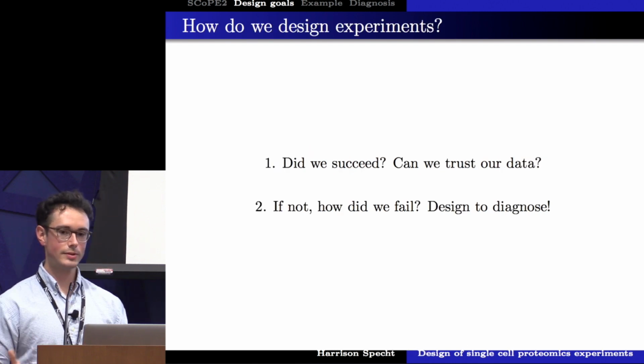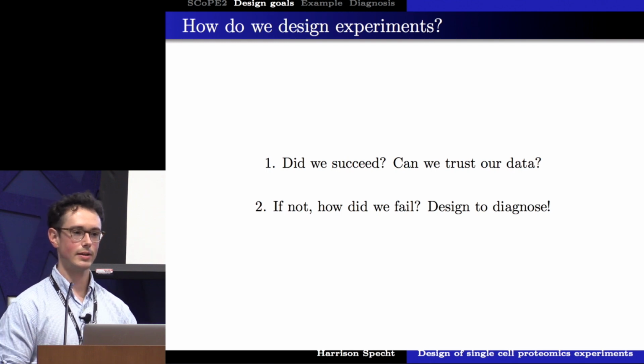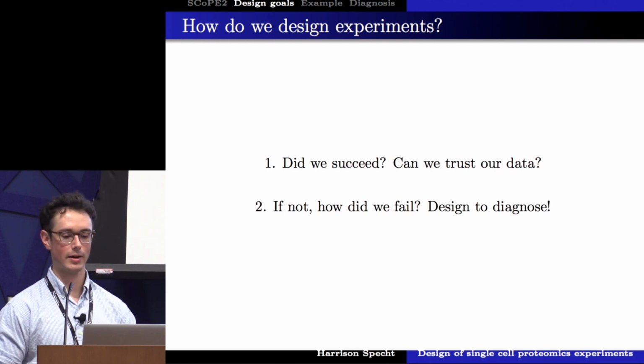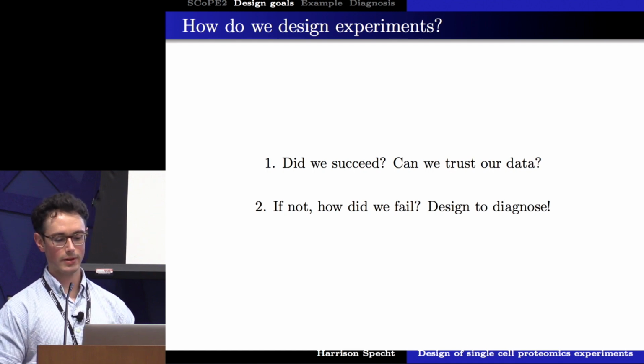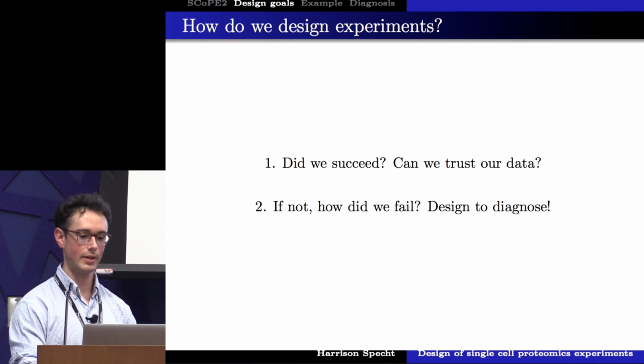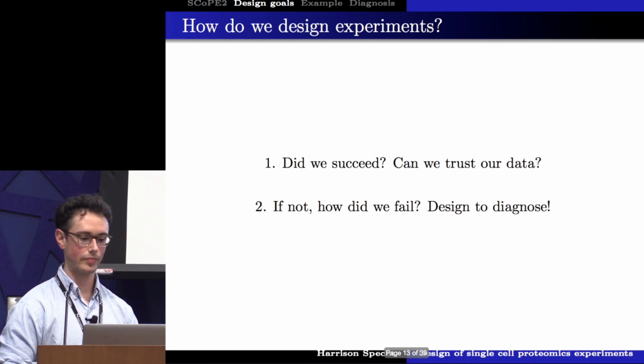Cool. So the first thing that we want to think about is designing our experiments in such a way that we can verify that we have succeeded in preparing good data and that we can trust it. And the second thing we want to think about is how to diagnose where we failed. If we figured out we didn't succeed, how do we figure out where we failed and fix it? It's these two principles that I'm going to talk about for the rest of the talk and start to address how we can do those with SCoPE2.